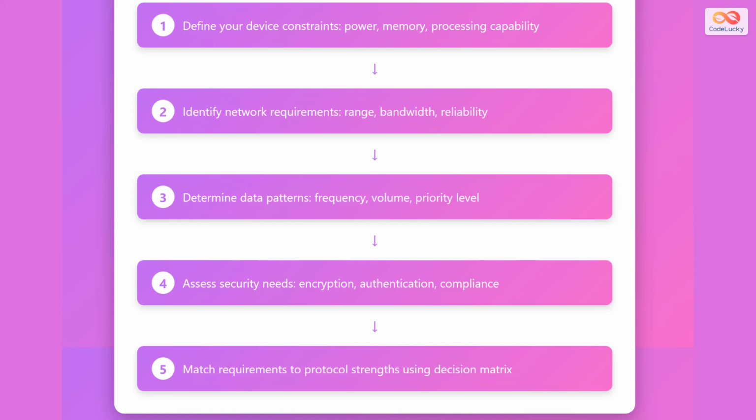Follow this systematic framework for protocol selection. First, define your device constraints including power, memory, and processing capability. Second, identify network requirements such as range, bandwidth, and reliability. Third, determine your data patterns including frequency, volume, and priority level. Fourth, assess security needs covering encryption, authentication, and compliance requirements. Finally, match your requirements to protocol strengths using the decision matrix. This structured approach ensures you consider all important factors before making your choice.